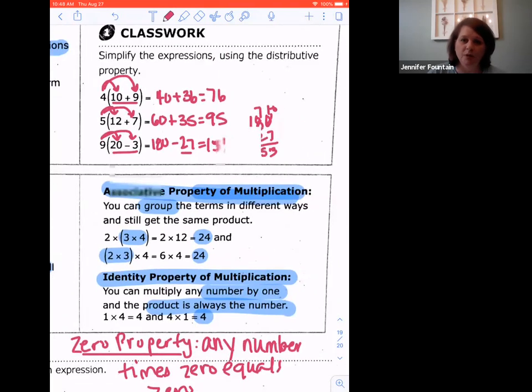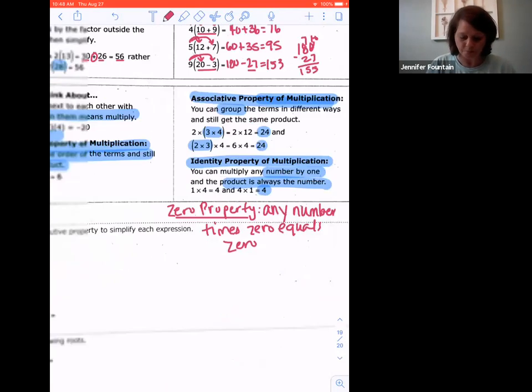Questions on distributive property. The main thing is understanding that if I have a number outside of parentheses, it must be distributed to everything inside parentheses. And that will be something, like I said, that we'll really talk about a whole lot more when we start working with variables. That's where it's going to be super important. Okay.